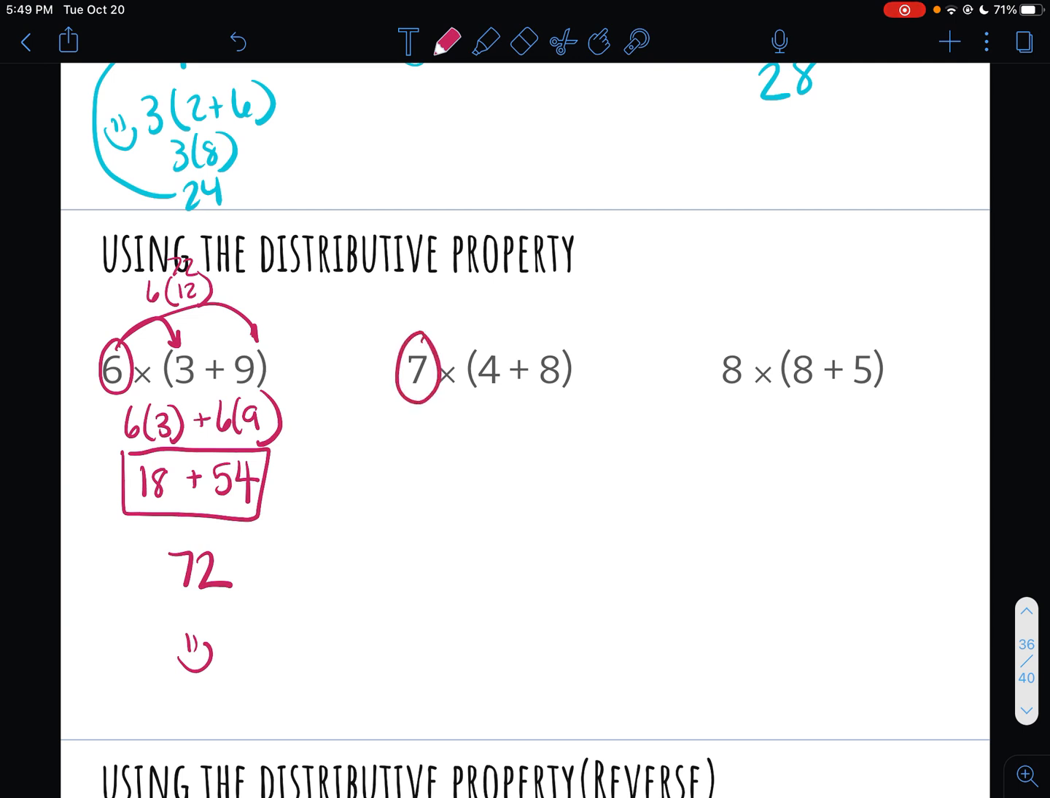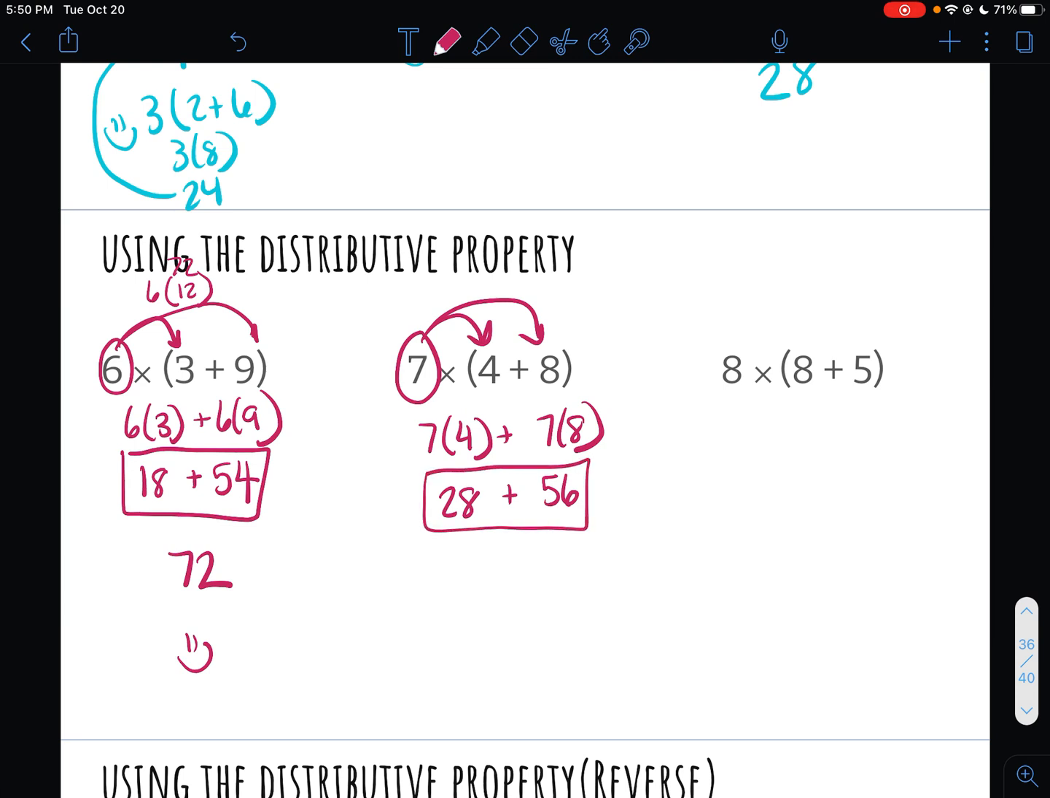Next one: take the 7, distribute it to both terms. 7 times 4 plus 7 times 8. 7 times 4 is 28. 7 times 8 is 56. That's what I'm looking for. But just double check: 56 plus 28 is 84.